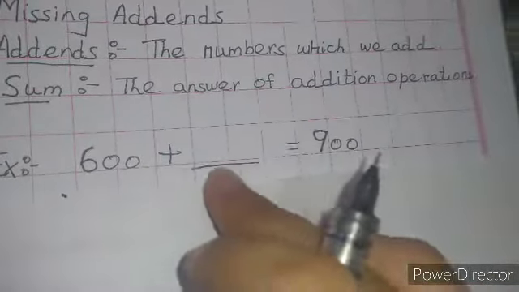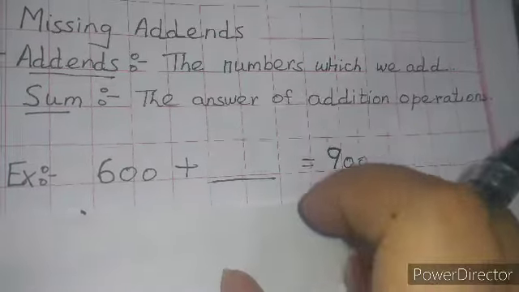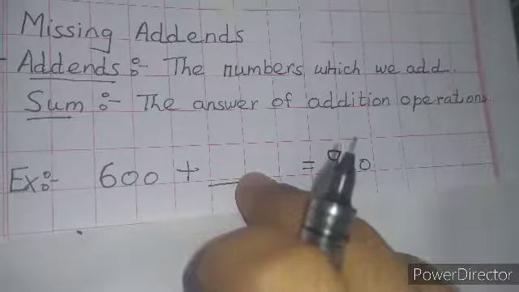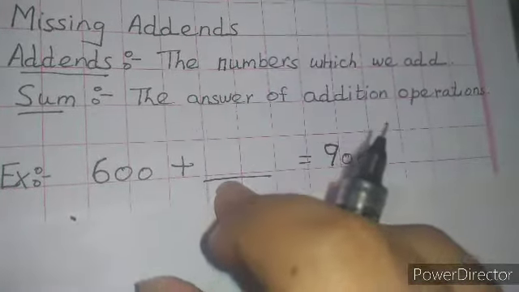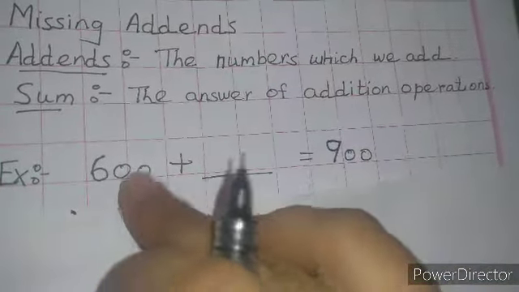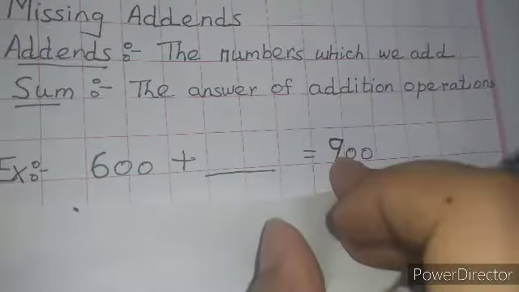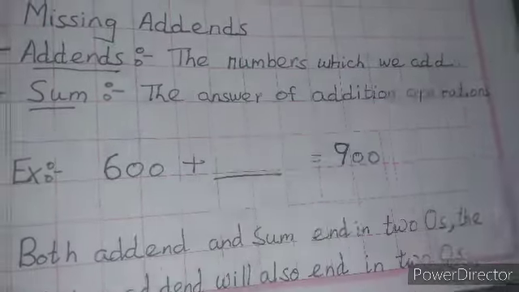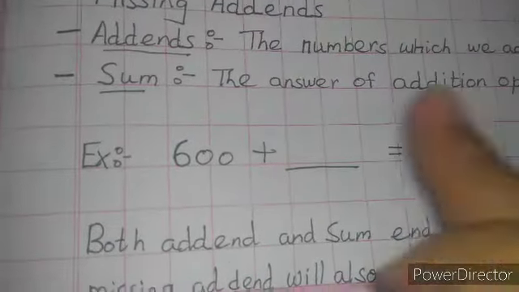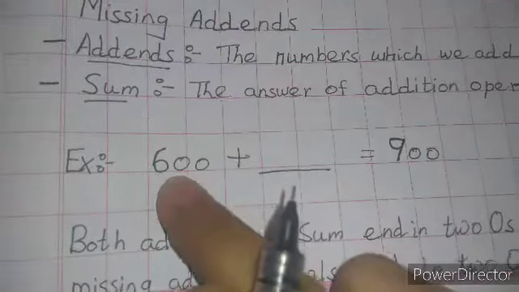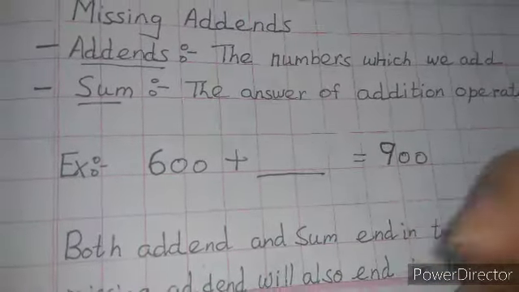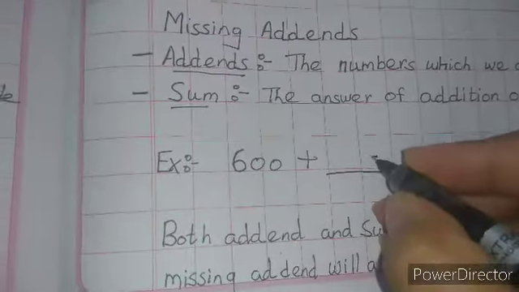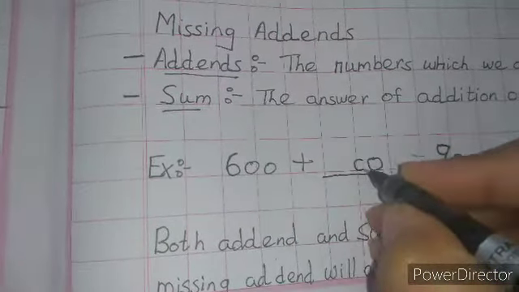Example, we have to add 600 plus a blank to get 900. There is one blank here and we have to put the addend that we will add to 600 and it will come to 900. First of all, we see that both the addend and the sum have 2 zeros in the end. So even the missing addend will have 0 in the end.